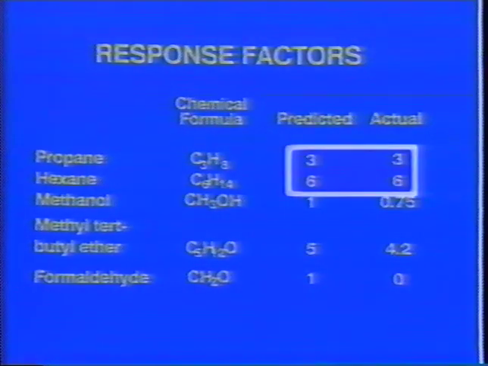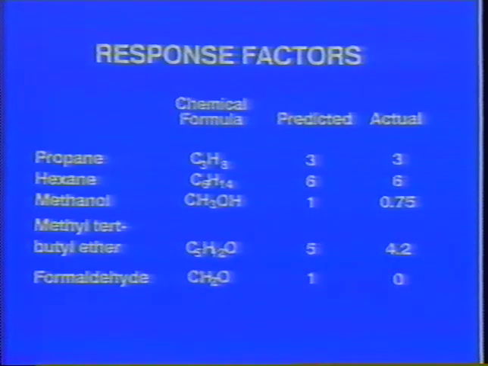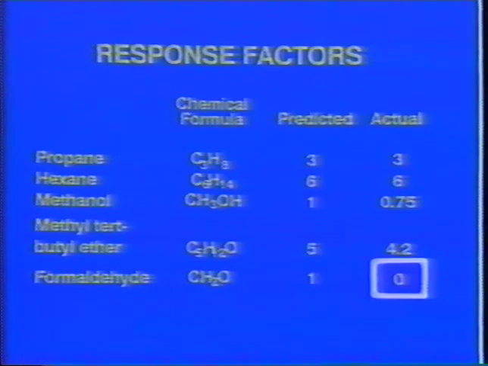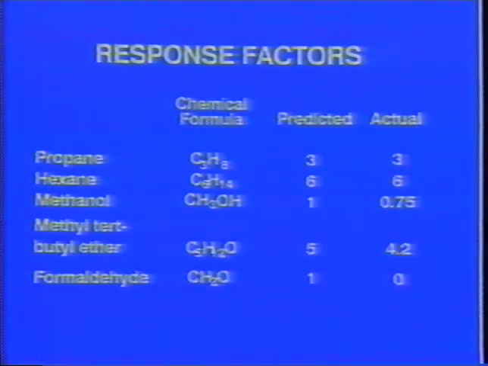If we assign propane an FID response of 3, then hexane has a response of 6, as predicted by the number of carbons. But notice that the presence of oxygen in the molecule reduces the FID response for methanol, methyl tertiary butyl ether, and formaldehyde. The actual response is less than the theoretical and is 0.75, 4.2, and 0. The presence of chlorine in an organic molecule has a similar depressive effect.